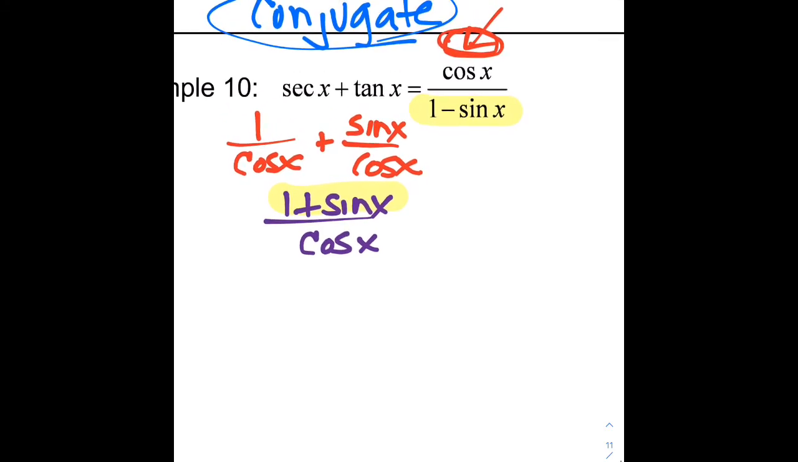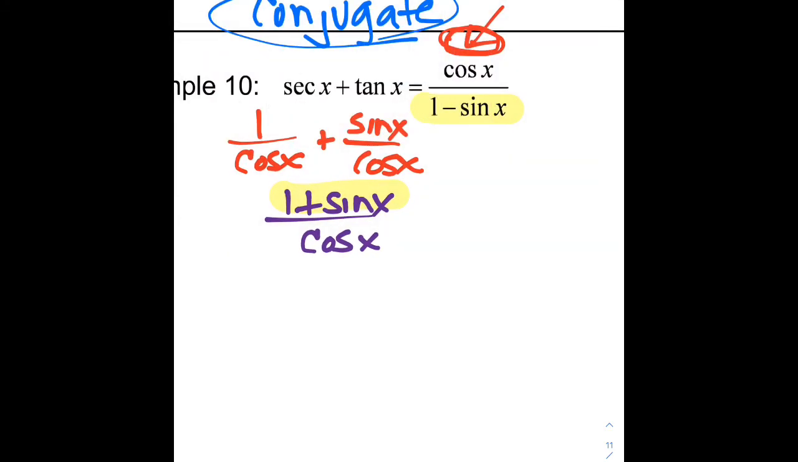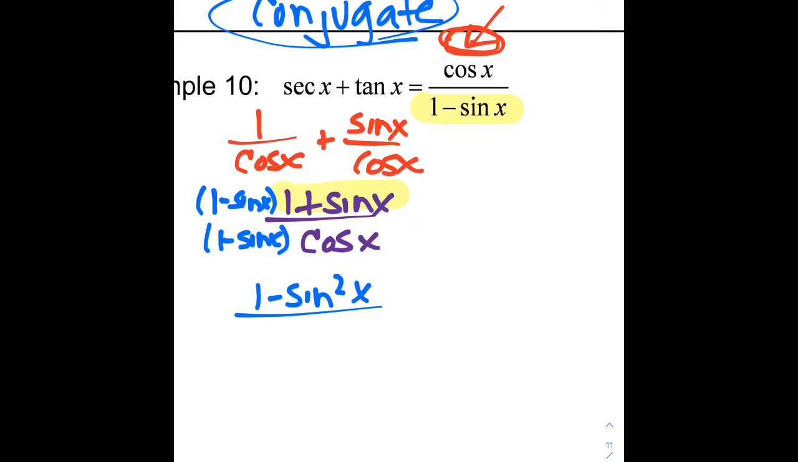All right, so here we go. Let me show you how to use a conjugate. When you use a conjugate, remember that you can only ever multiply a rational expression by the number 1 for it to stay equivalent. So I'm going to go ahead and multiply both the numerator and the denominator by 1 minus sine x over 1 minus sine x. In the numerator, first, outer, inner, last, I end up with 1 minus sine squared x all over cosine x, 1 minus sine of x.